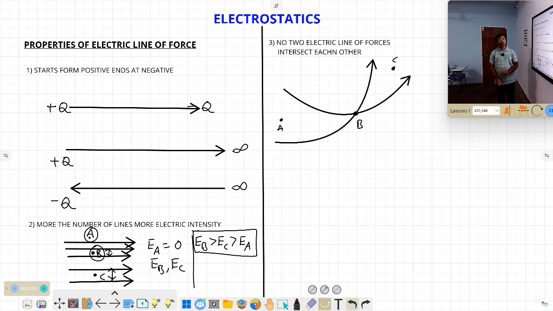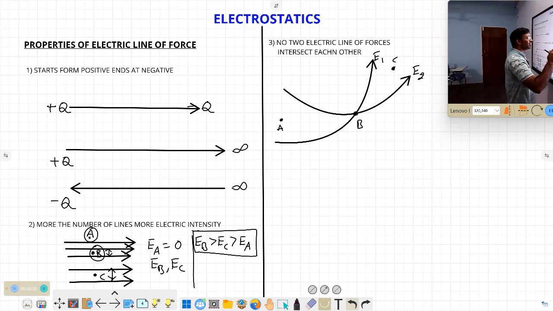Next property: no two electric lines of force intersect each other. Meaning, there are a lot of electric lines present around the charges, but no two electric lines will cross each other like this. That means at this point B, two electric lines are crossing each other, giving E1 and E2. Is it possible that two electric lines cross each other? No. According to the electric lines of force concept, no two electric lines intersect each other.